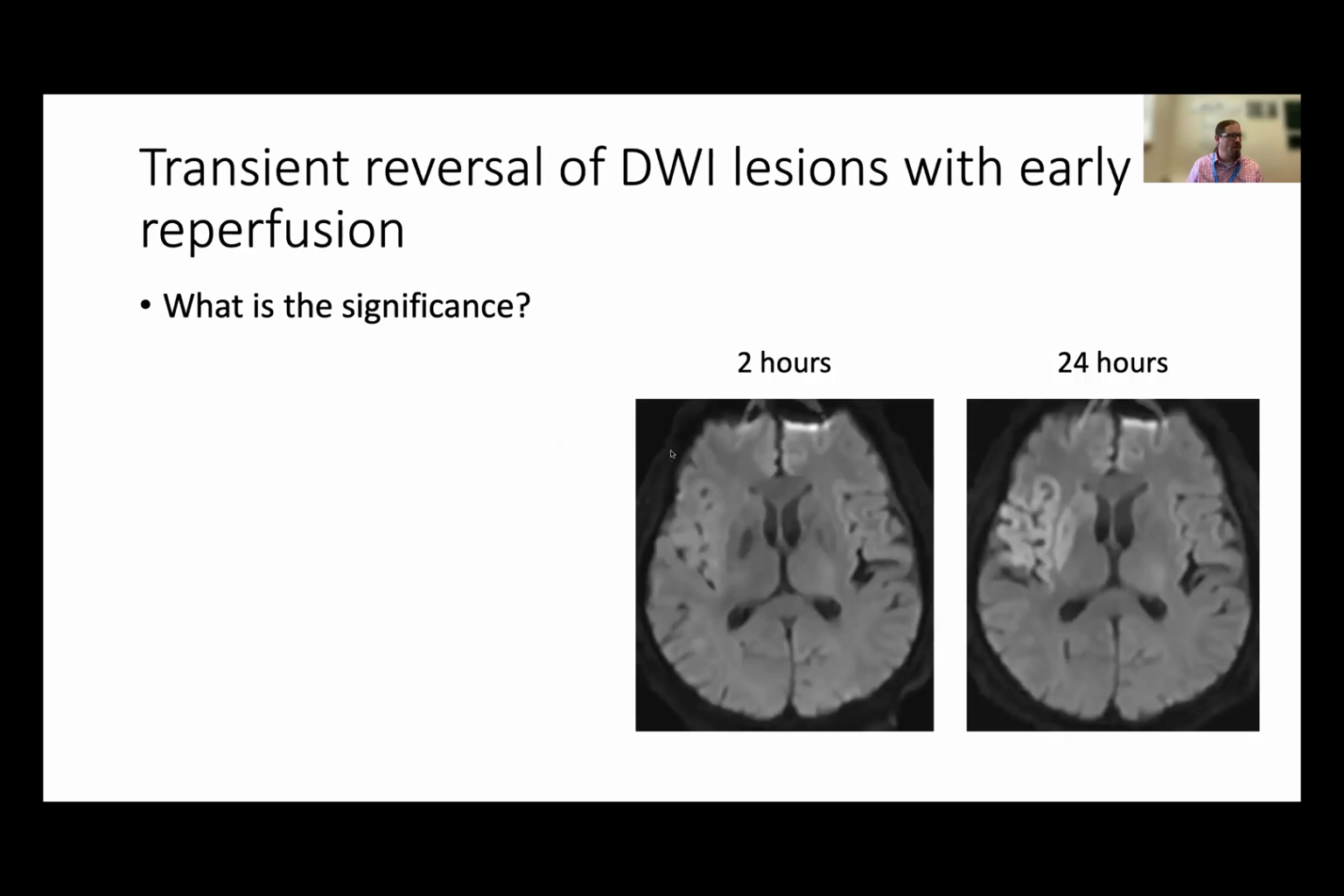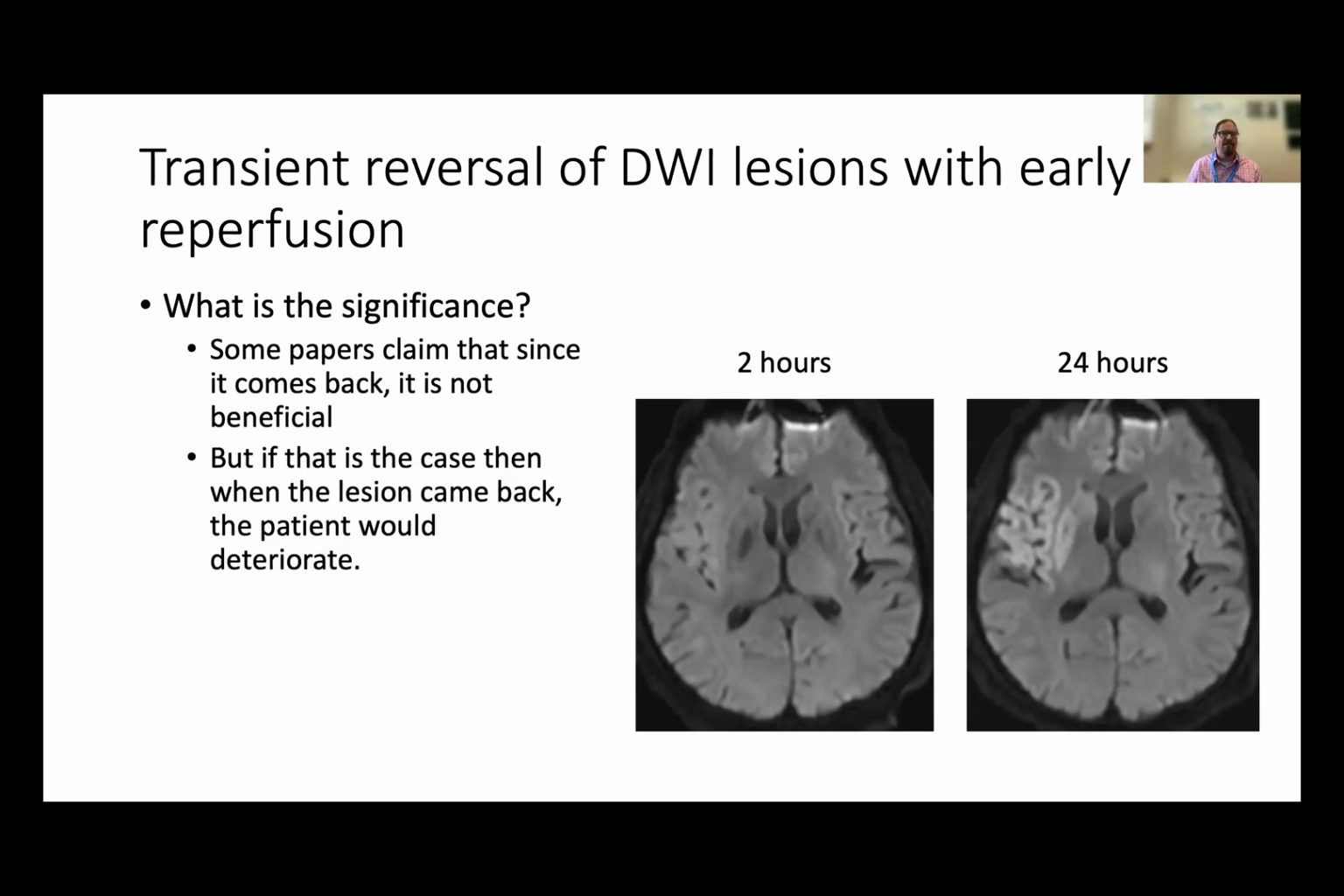So that leads to the question of transient reversal of DWI lesions with early reperfusion. What's the significance of this? The literature is actually mixed on this. Some papers claim that since it came back, it's not beneficial. It's sort of a transient phenomenon that's not relevant.